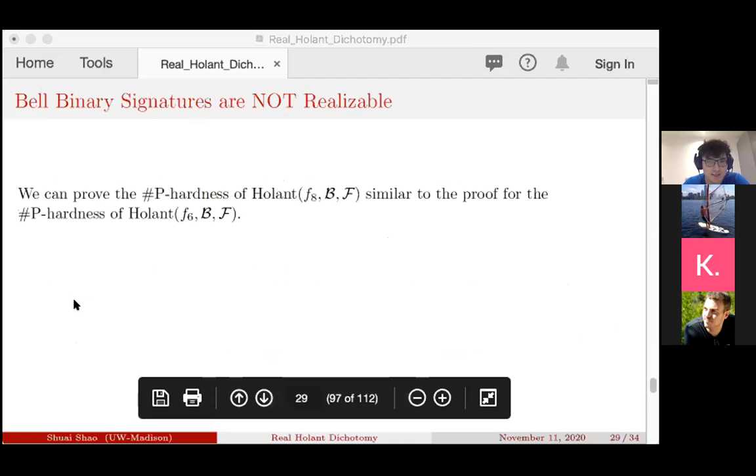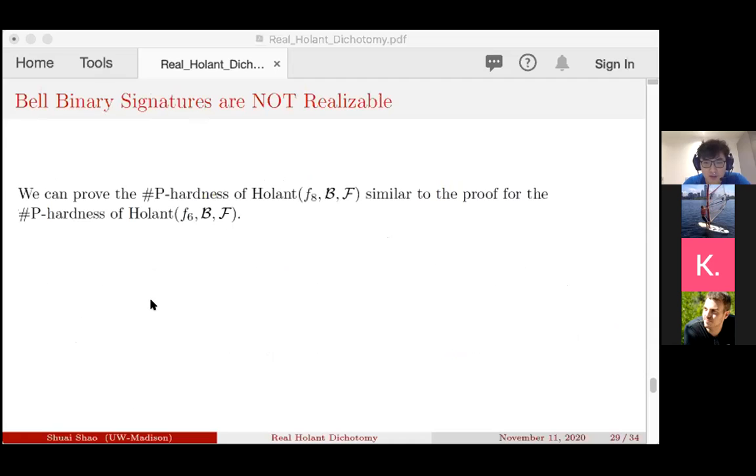Now we're back to the proof of the #P-hardness of the Holant problem. Still, we can show that the original Holant problem is #P-hard directly, or we can realize this signature f sub 8. And we can also prove that the Holant problem specified by the original signature set, together with this special signature f sub 8 and all 4 Bell-binary signatures, is #P-hard, similar to the proof of the Holant problem specified by this signature f sub 6, together with all 4 Bell-binary signatures. So still, Bell-ion induction on a non-affine signature.